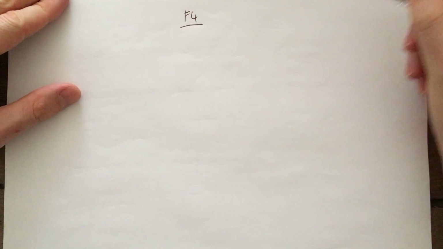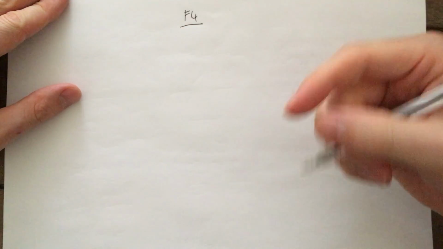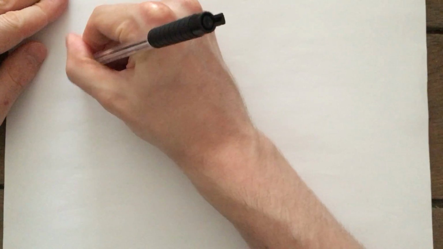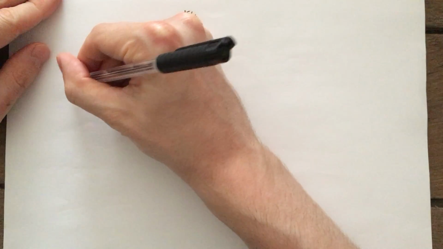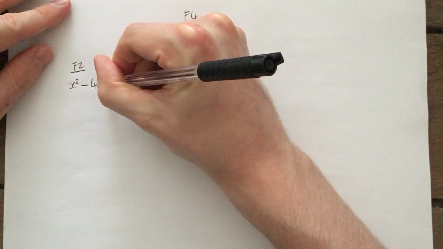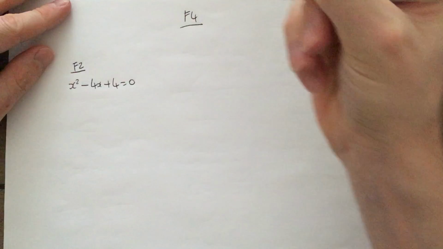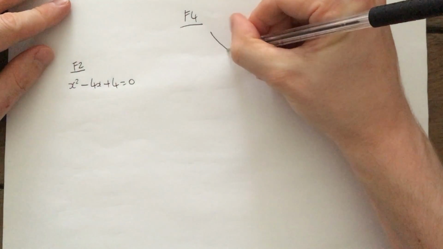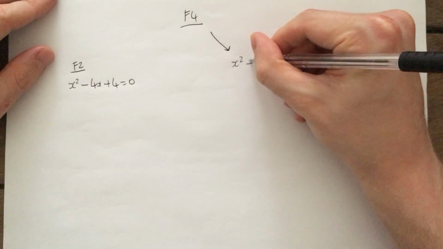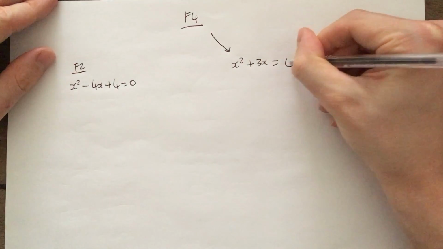Alright guys, this video is just going to be on F4, only F4. Now to introduce the idea of F4, I am going to just remind you of what, for example, F2 looked like. So an example of F2 was x squared, let's say minus 4x plus 4 equals 0, okay? Now F4 will look a bit more like this. X squared plus 3x equals 40.